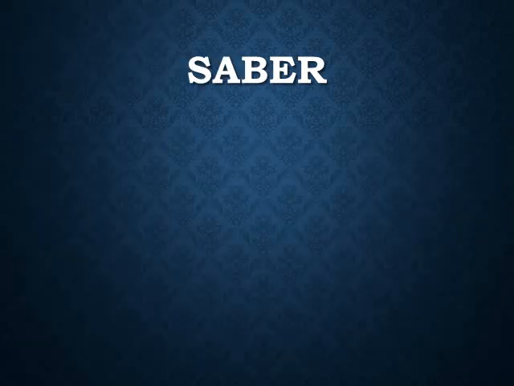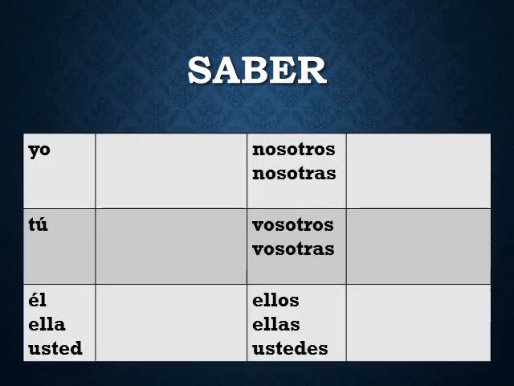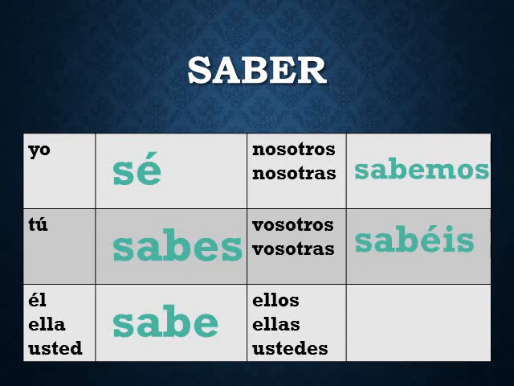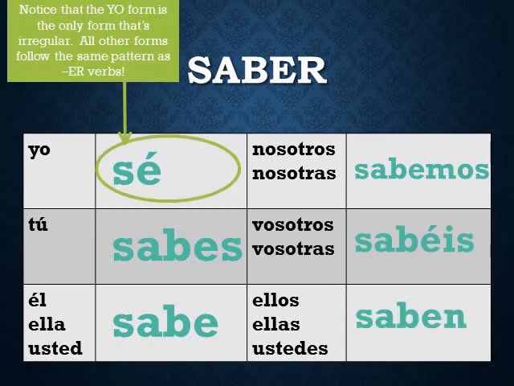All right, the last one that has this irregular yo form is saber. Saber means to know, okay? The yo form of saber is sé, okay? With an accent mark over the E. It's very important to have that accent mark. The tú form is sabes, él form is sabe, nosotros form is sabemos, vosotros form is sabéis, and the ellos, ellas, ustedes form is saben. Okay, again, the yo form is the only one that's irregular. All other forms follow the same pattern as regular ER verbs. Okay, so just the yo form is the one that you really have to memorize.